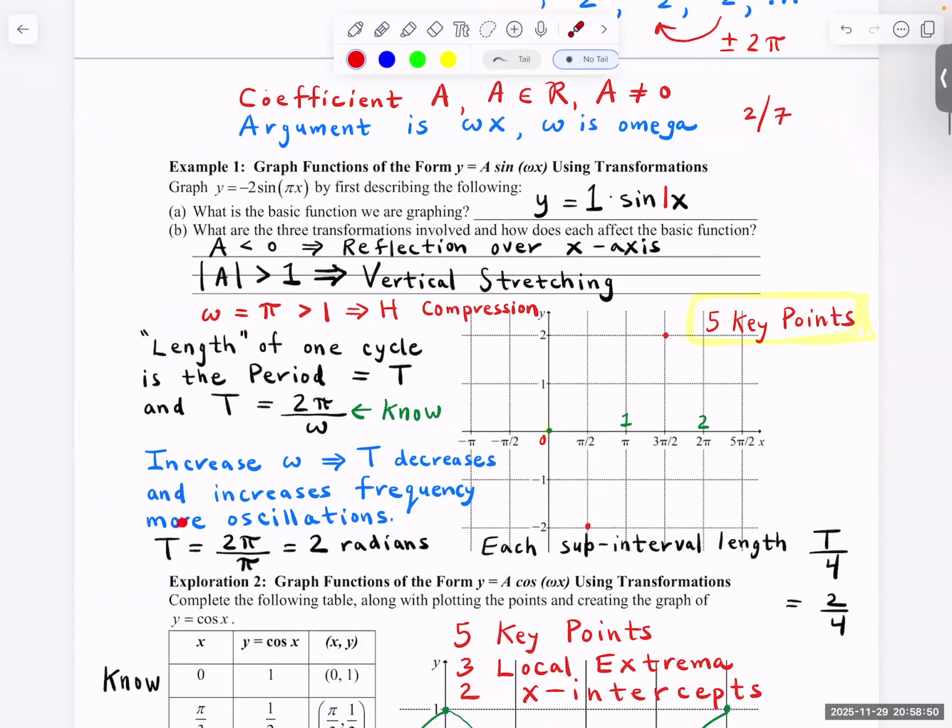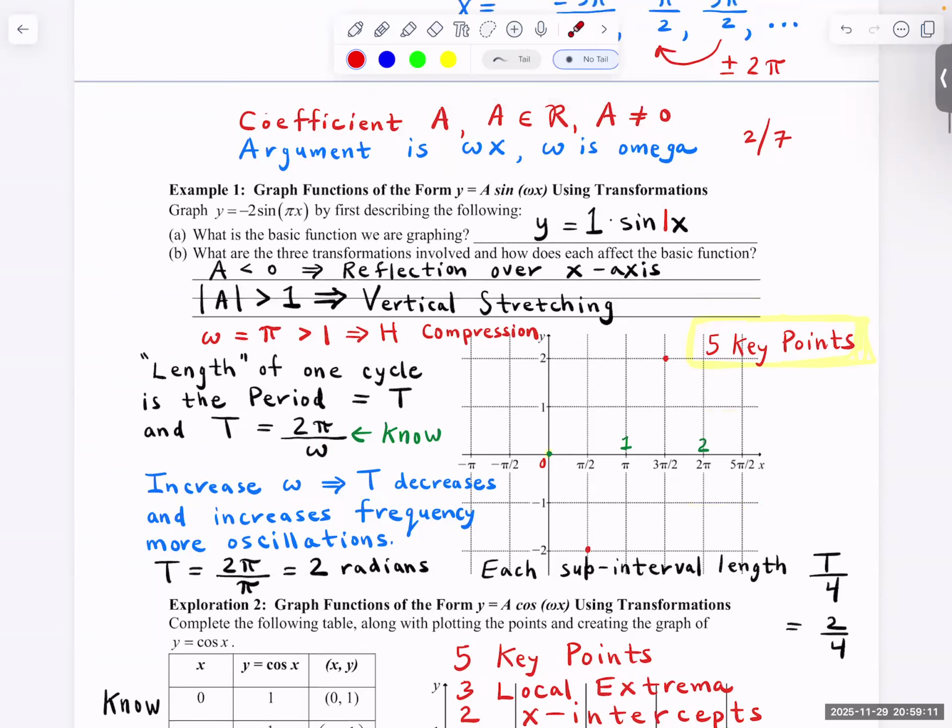So the period generally is 2 pi, the fundamental period, divided by omega, which in this problem is equal to pi. So if we substitute pi for omega in the denominator, we get 2 pi divided by pi. Pi divides and cancels itself out, so we get 2 radians is the length of one cycle.